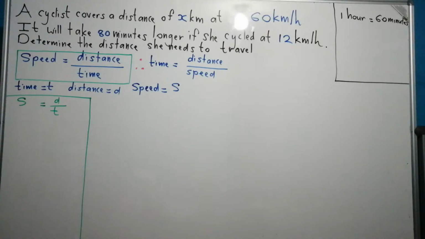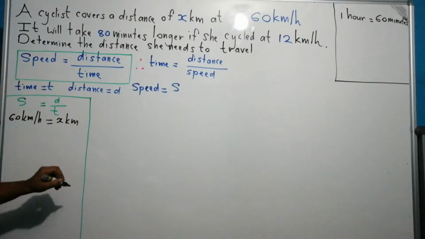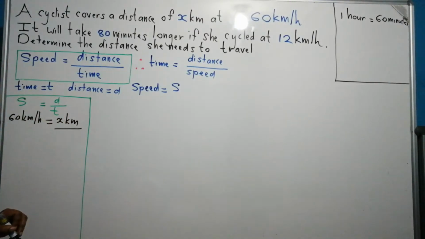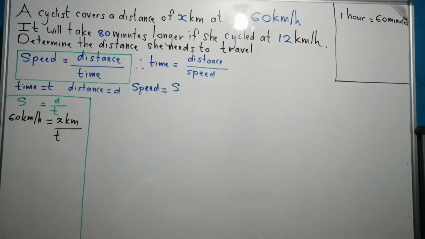Alright, so what do we know? The speed is 60 kilometers per hour. Right, the distance is X kilometers. The time is unknown. Okay, so let's work out the time.